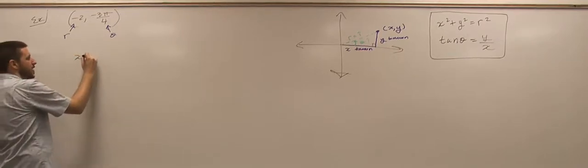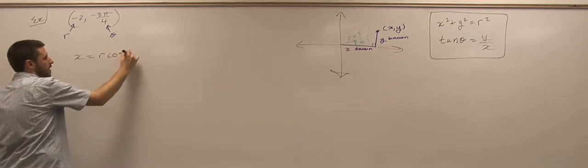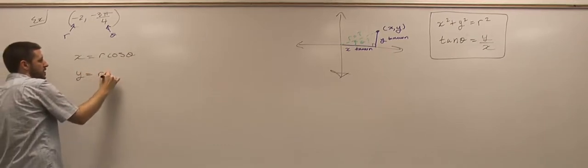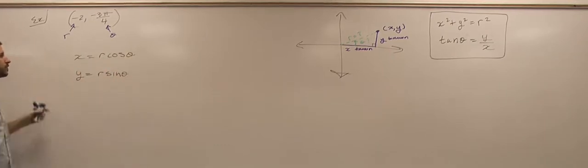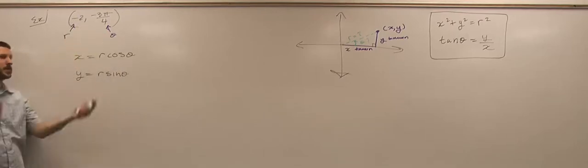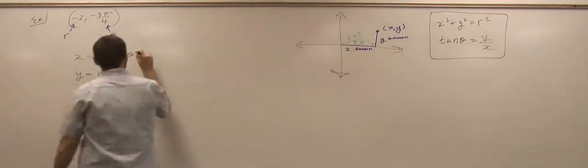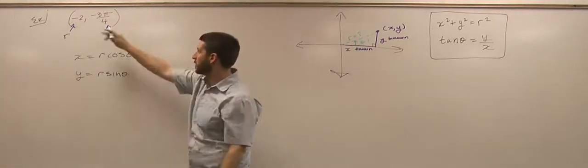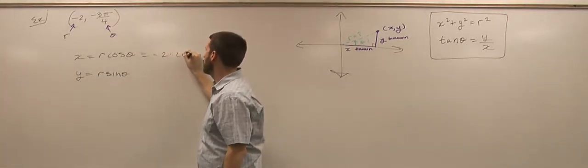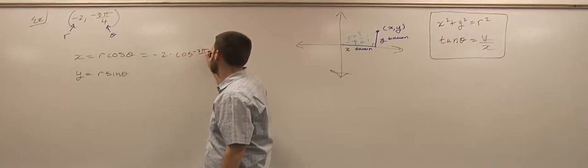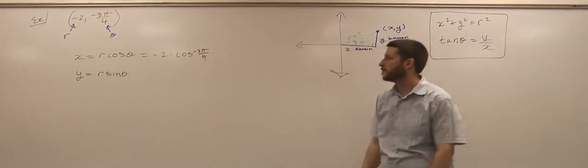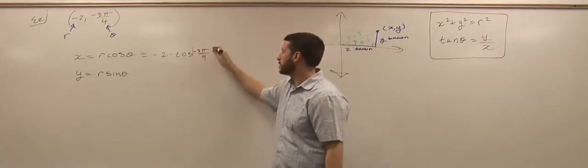Right? x is forever and always r cos θ, and y is forever and always r sin θ. So if you have r and you have θ, you have x and y. So for x, I would plug in exactly what I see: -2 times cos(-3π/4). And then I just evaluate.